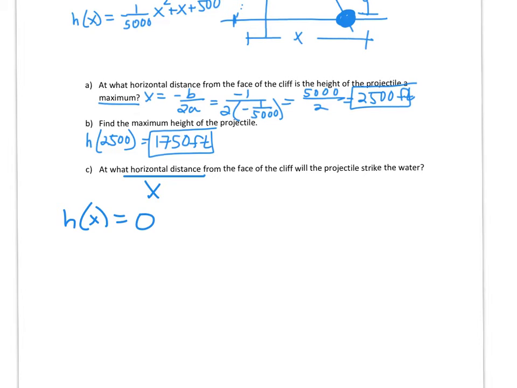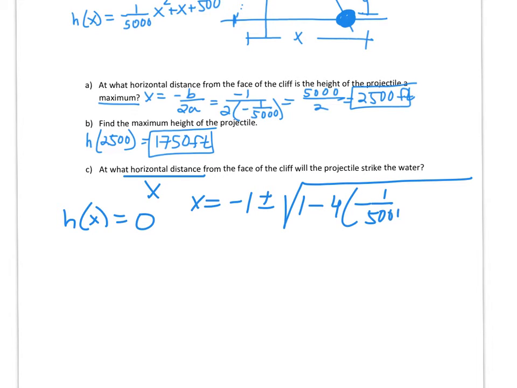Okay, now this one's a little bit complicated because we've got to use the quadratic formula. There's no way, no how that thing factors. So if I go into the quadratic formula, take a look at what we get. Kind of a mess, but here we go. So I get negative b plus or minus the square root of b squared minus 4ac, all over 2a.